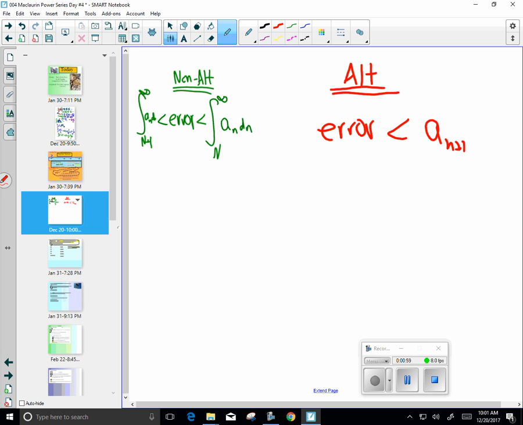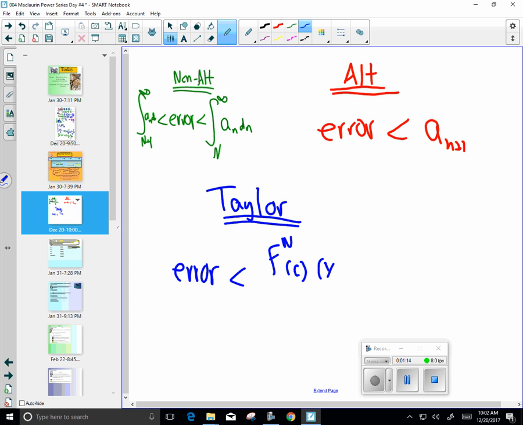Okay. Now we're going to come to Taylor series, which has Maclaurin in it. Here's what the error is less than. Are you ready for this? F nth derivative of c of x minus a to the n over n factorial. Oh, I mean n plus 1. That's the formula. Yeah, we'll get back to C. Hold it.